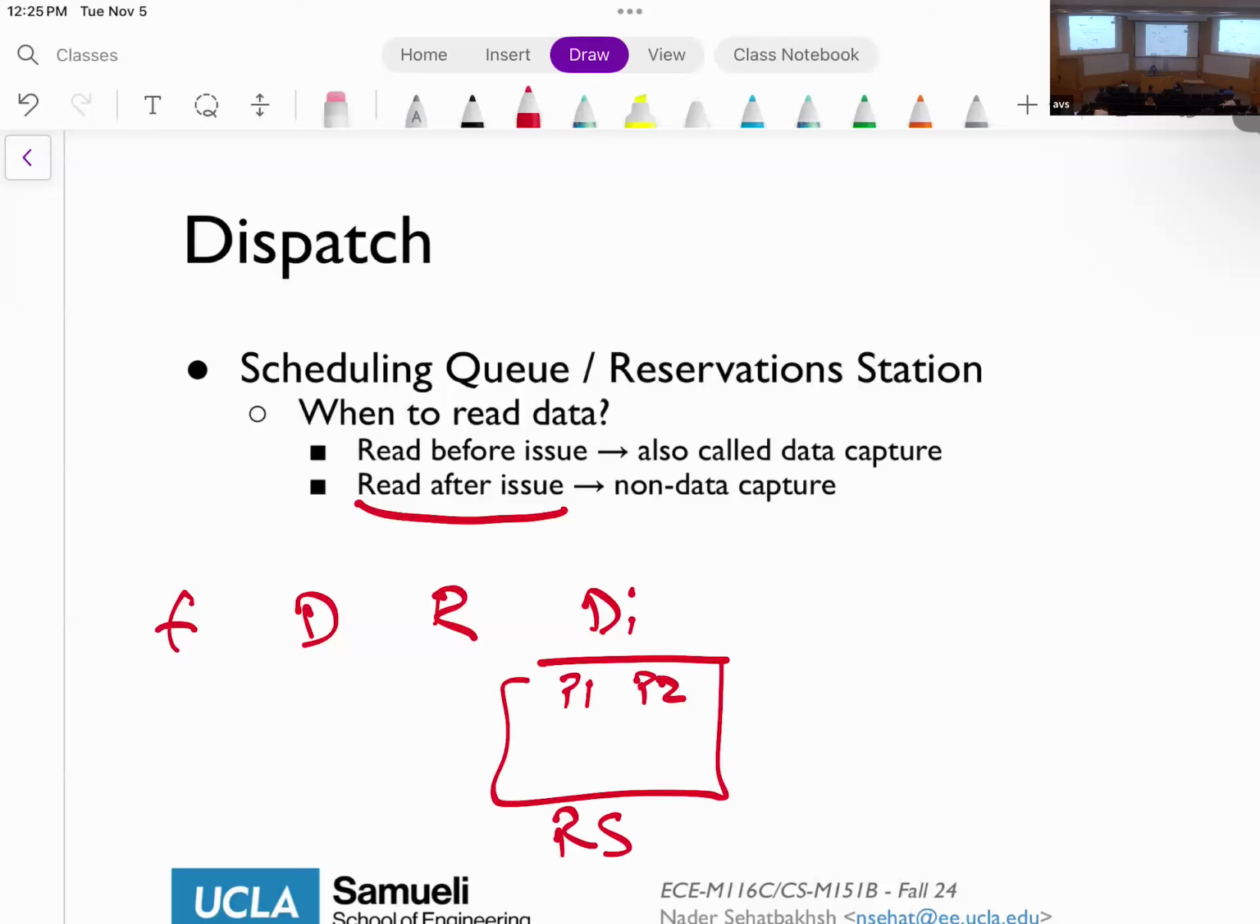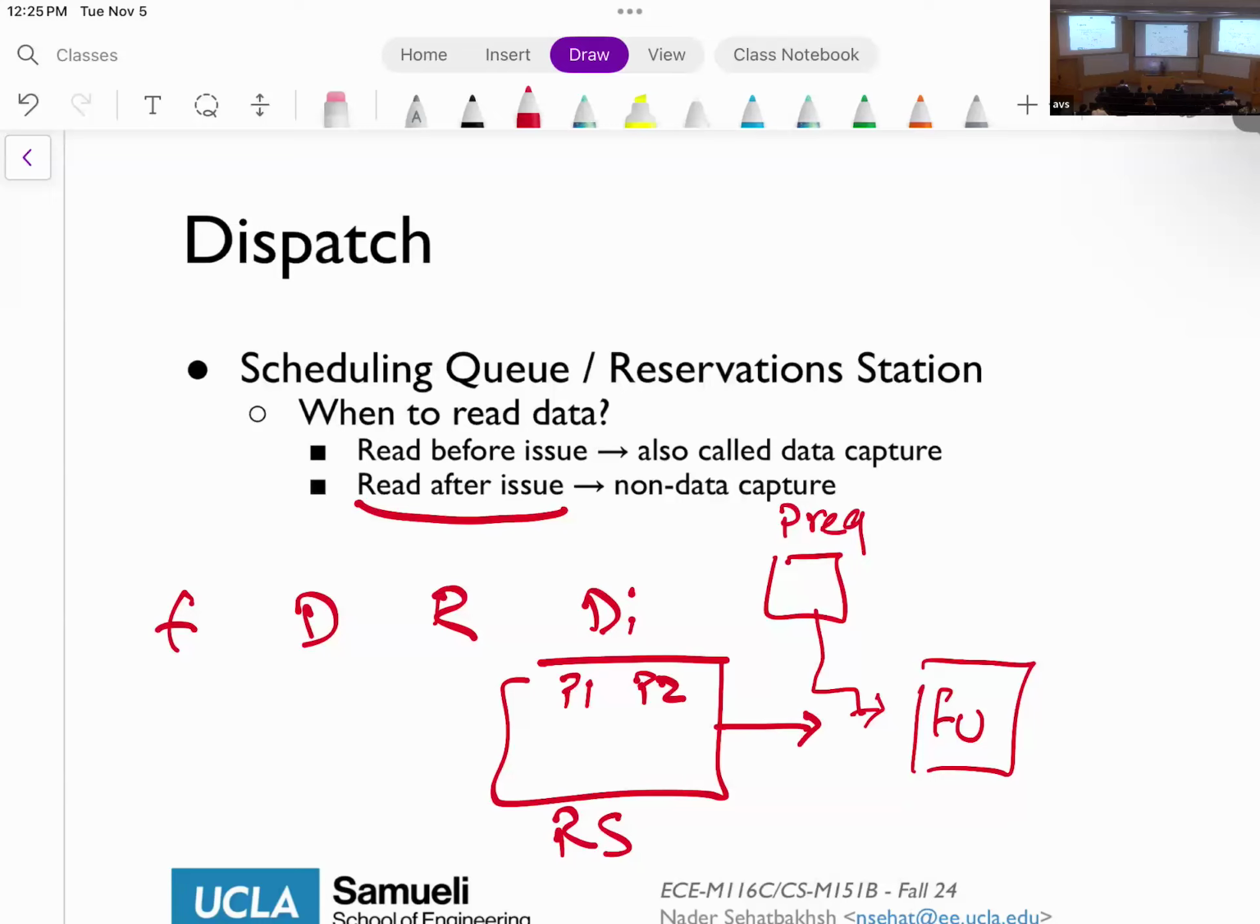And then when we want to issue this into the functional units, at this point, we're going to actually read the physical register file and put the data here, read the actual data here, and then use the functional units, okay? Because I know the register numbers. Whenever I want to issue them, I just read the values and put it there, okay? This is what we call read after issue. Once the instruction becomes issued, then you actually read it from the register file. And this is what we call non-data capture.